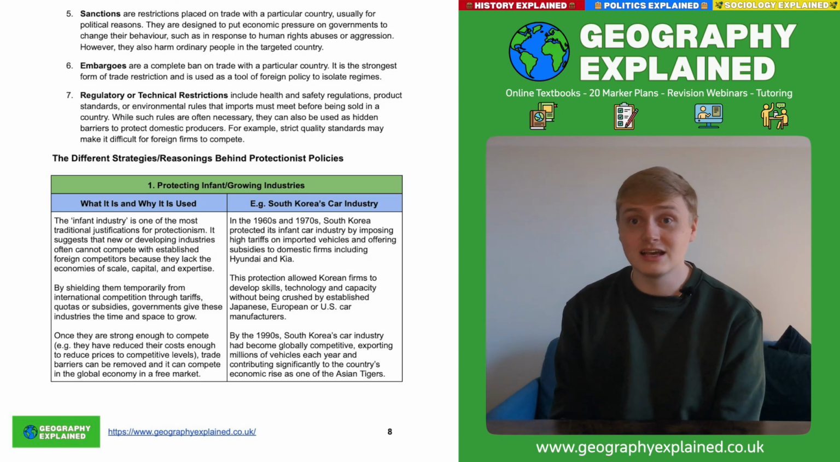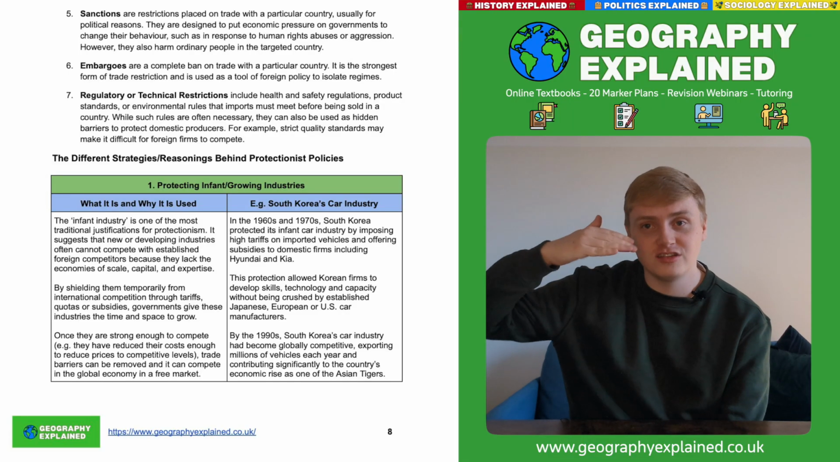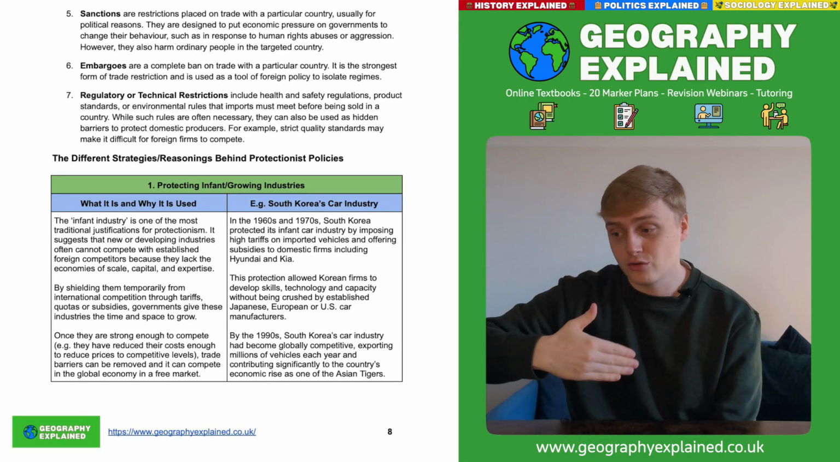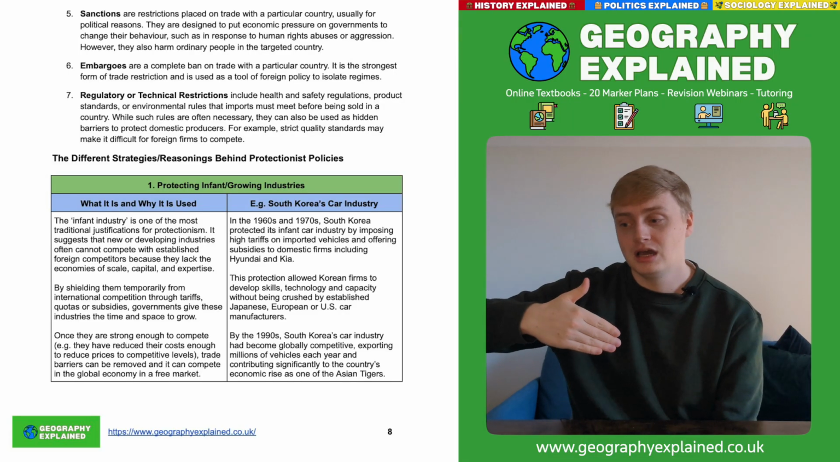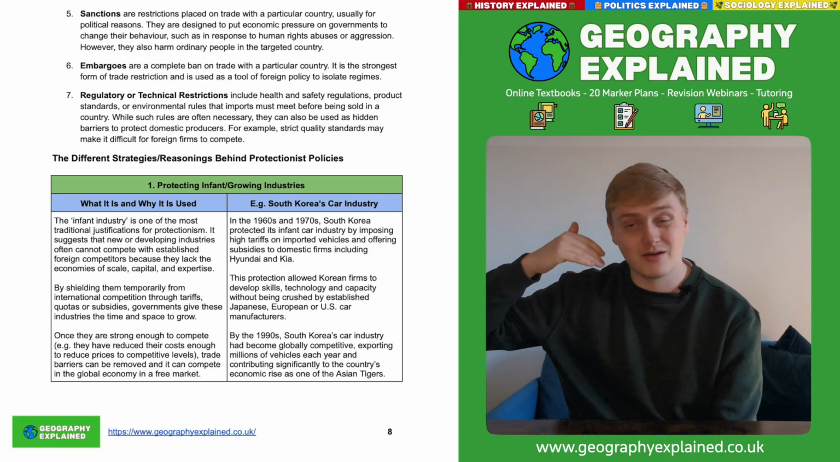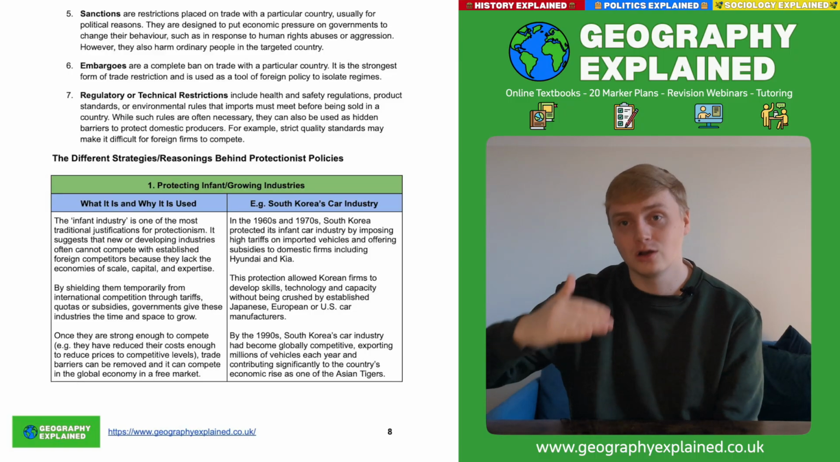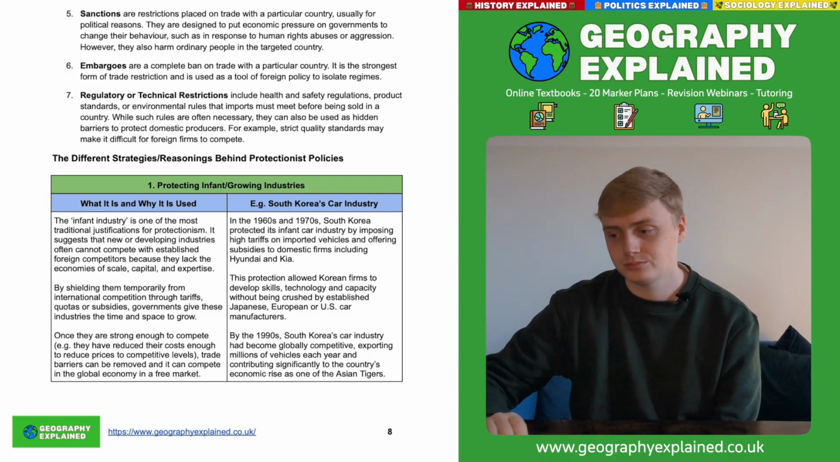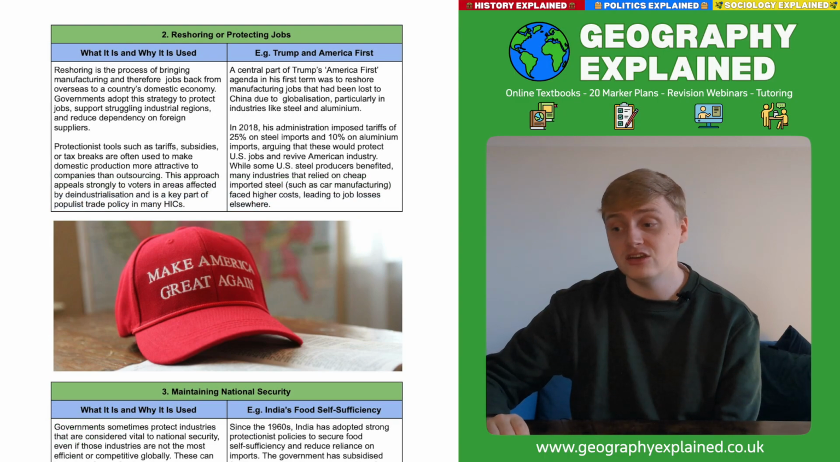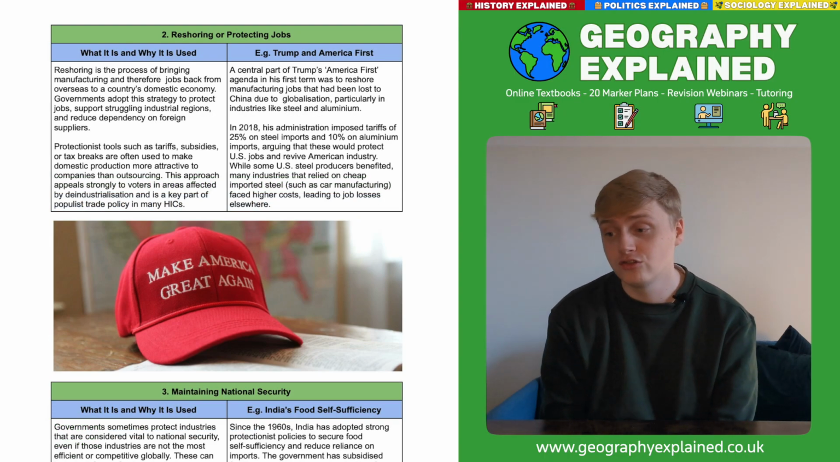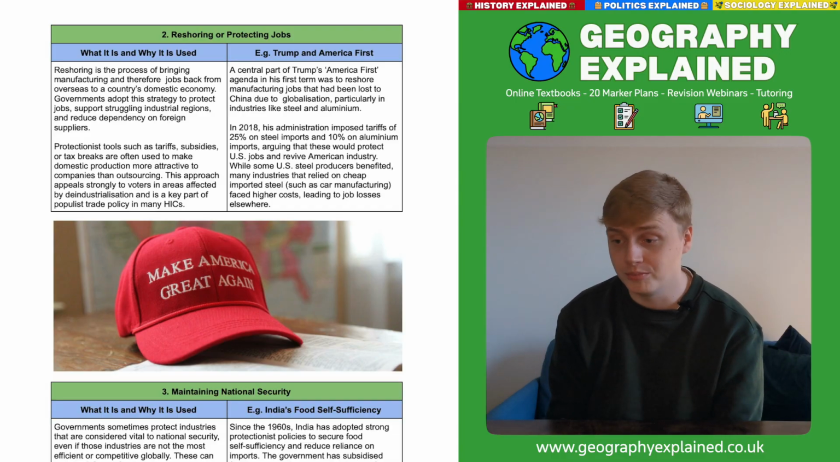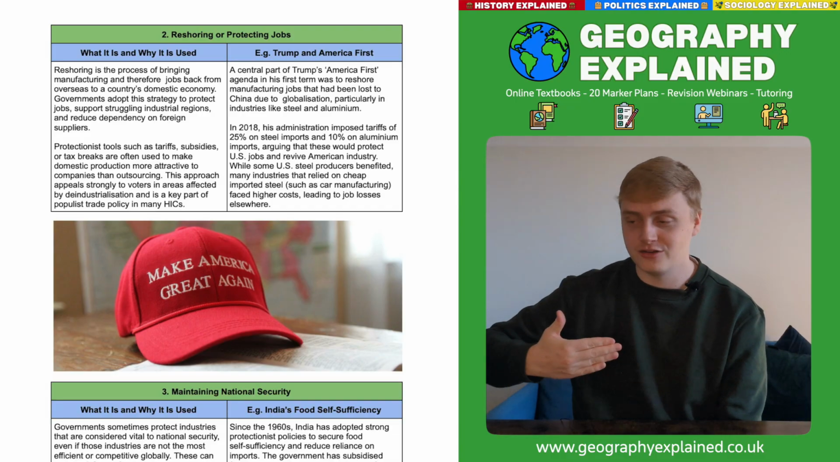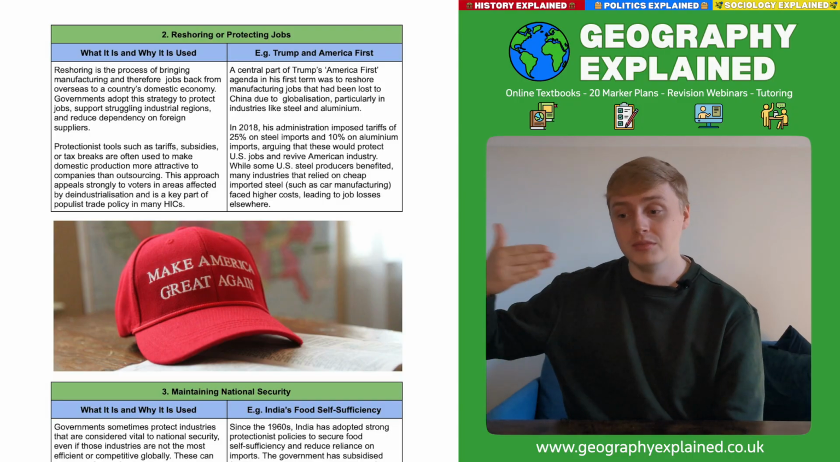By the 1990s, having been protected by these protectionist measures for a long time, South Korea's car industry was now competitive, and they reduced the tariffs, and they were then able to compete globally with these other countries. Another key justification for protectionism is often to try and reshore or protect jobs. So reshoring is trying to bring jobs back to a country, or protecting them is to stop them losing jobs.